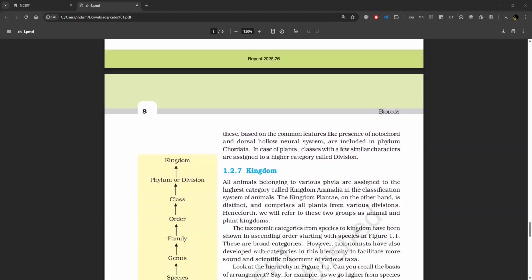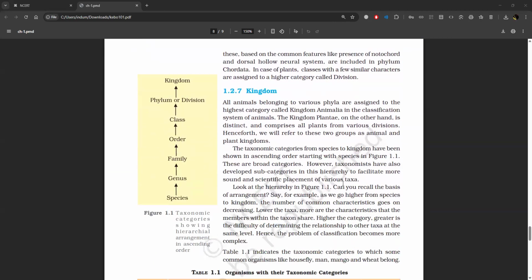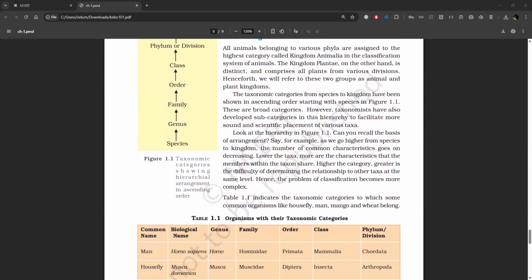All these, based on the common features like presence of notochord and dorsal hollow neural system, are included in phylum Chordata. In case of plants, classes with a few similar characters are assigned to a higher category called division. 1.2.7 Kingdom. All animals belonging to various phyla are assigned to the highest category called kingdom, Animalia, in the classification system of animals. The kingdom Plantae, on the other hand, is distinct and comprises all plants from various divisions. Henceforth, we'll refer to these two groups as animal and plant kingdoms.